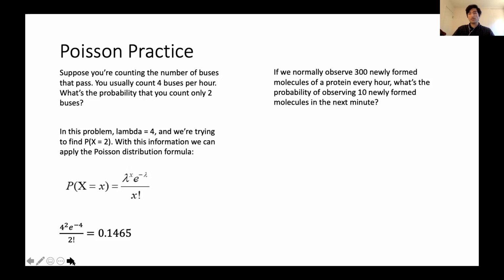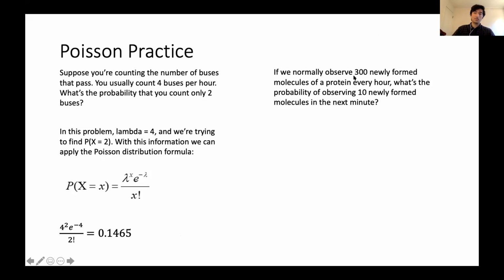We can also consider another example. Suppose there are 300 molecules of a protein that are being newly formed every single hour. We can also ask, what is the probability that we will see 10 new protein molecules that are translated from mRNA in the next minute? This problem is a little bit different from what we just went over, because there our rate parameter was 4 buses per hour, and we were asking how many buses we will see in the next hour. But in this case, we see 300 new molecules every hour, but we're only interested in how many arrivals you see in the next minute.